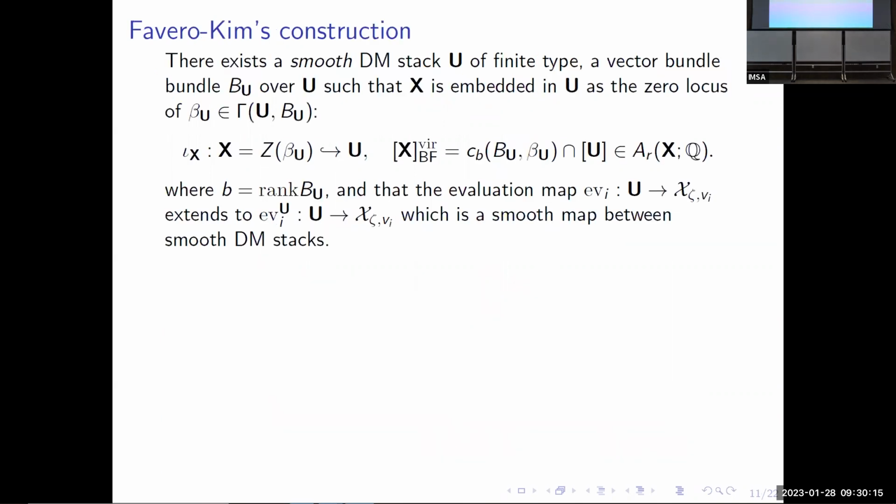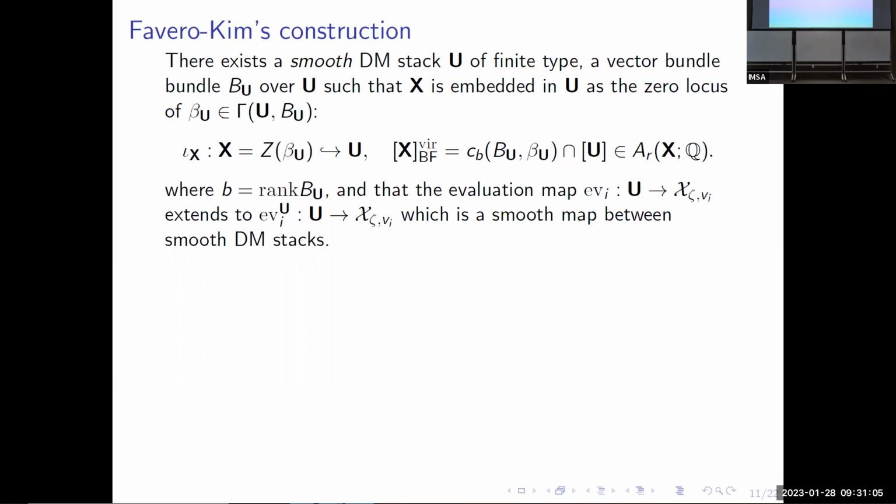So this is a brief description of Chang-Li-Kim's construction. They show that there exists a smooth Deligne-Mumford stack U of finite type, and a vector bundle over U such that X, our moduli of Landau-Ginzburg maps, is embedded in U as the zero locus of this vector bundle. So you see that we already have a perfect obstruction theory, and X also is a separated Deligne-Mumford stack. So we can define this Behrend-Fantechi virtual class.